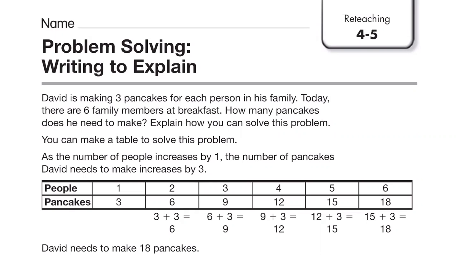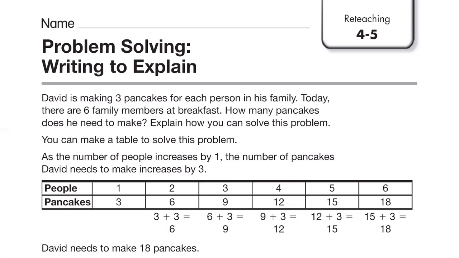In the example that is shown on the reteaching page, David is making 3 pancakes for each person in his family. Today, there are 6 family members at breakfast. How many pancakes does he need to make? You're going to explain how you can solve this problem. But first, in order to do that, you have to actually do the problem. The problem here suggests that you would make a table to solve this problem, and they've done it for you.